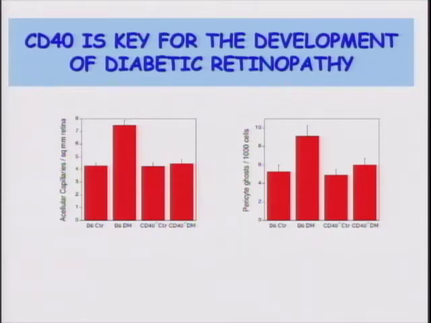Here we took black 6 mice and CD40 deficient mice that were made diabetic, and at 8 months of diabetes, we quantitated the number of acellular capillaries. And as expected, there's evidence of capillary degeneration in diabetic black 6 mice. However, diabetic CD40 deficient mice were protected from capillary degeneration. Similarly, pericyte ghosts, which are evidence of loss of pericytes, occurred in diabetic black 6 mice, but did not occur in CD40 deficient mice. And these data demonstrate that CD40 is key for the development of diabetic retinopathy.